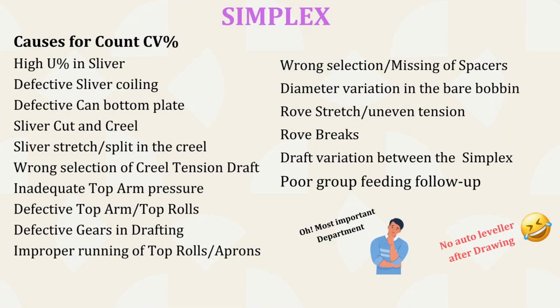Simplex. Causes for count CV%: high U% in sliver, defective sliver coiling, defective can bottom plate, sliver cut and creep, sliver stretch, sliver split in the creel, wrong selection of creel tension draft, inadequate top arm pressure, defective top arm top rolls, defective gears in drafting, improper running of top roll aprons, wrong selection or missing of spacers, diameter variation in the bobbin, roving stretch, uneven bobbin tension, roving breaks, draft variation between the simplex, poor group feeding follow-up.